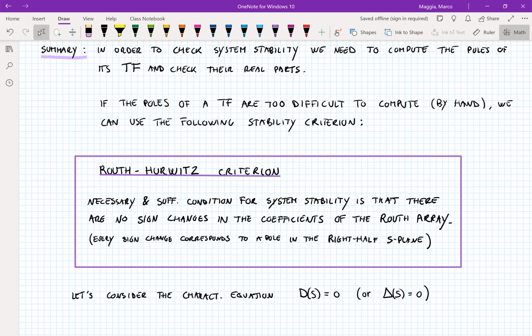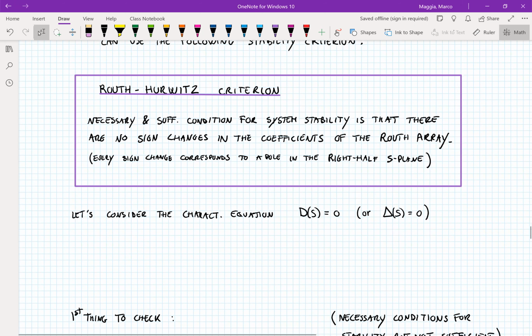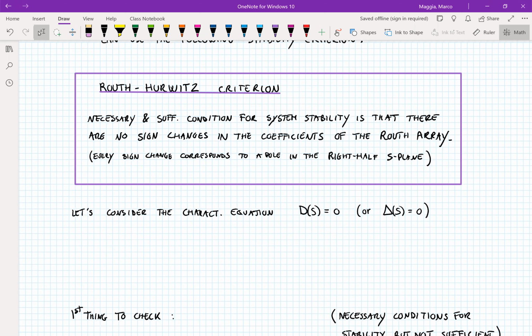And again, this was developed when the computers were not powerful enough. So, if you don't have tools, you have to use your mind, and you have to come up with solutions, which are very, very brilliant most of the times. And that's exactly what happens here. So let's take a look at this criterion.